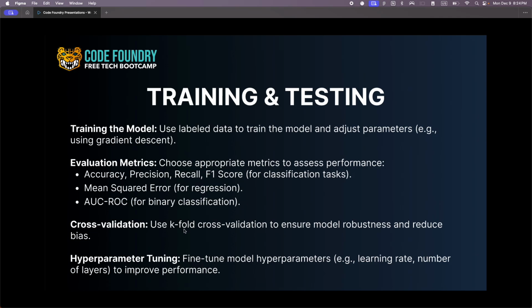Cross-validating is using k-fold cross-validation to ensure model robustness and reduce bias, which can exist. I remember we had a meeting recently with a couple AI experts, and somebody asked about AI bias as a result of modern concepts. And yeah, AI can be kind of biased.